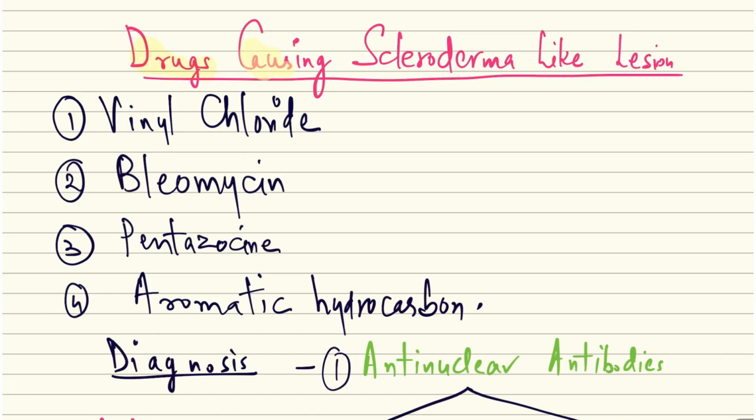What are the drugs that cause scleroderma-like lesions? These include vinyl chloride, bleomycin, pentazocine, and aromatic hydrocarbons.